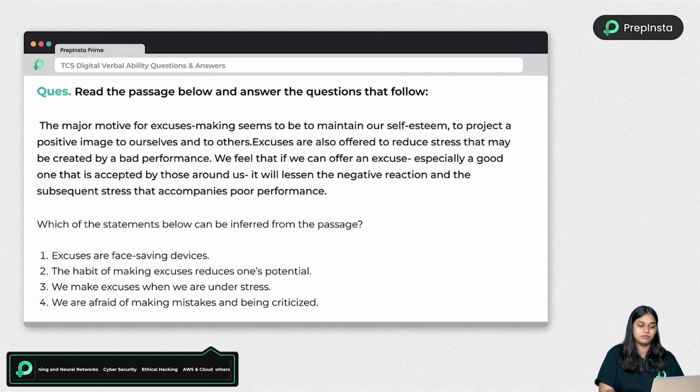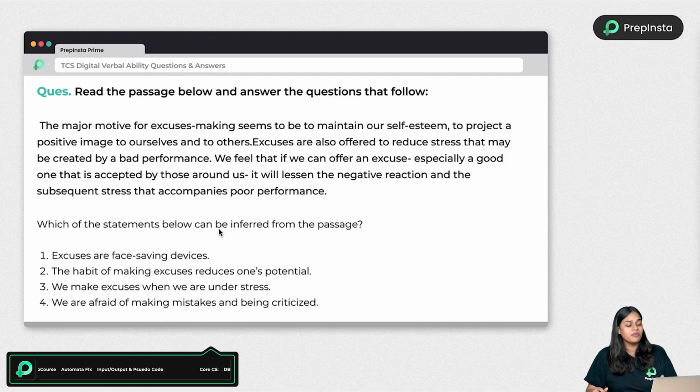Okay, so let's see the answer here. Excuses are face-saving devices. Now, what is a face-saving device? That means you use excuses to save your face, save your reputation, save your respect, so that no one else can come and insult you. All right, so that is the meaning of a face-saving device.